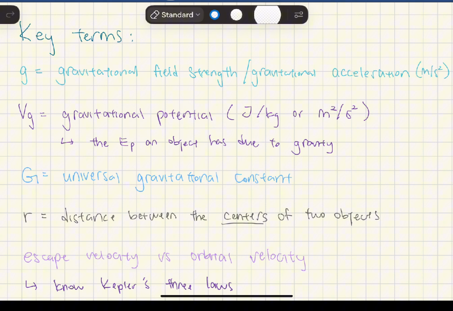And next, know what escape velocity and orbital velocity are. Orbital velocity is the velocity that an object must stay at to stay in orbit without falling towards the planet, and escape velocity is the velocity that it must reach to entirely escape orbit. And lastly, know Kepler's 3 laws. They're not that hard to understand, but many questions might ask you about them.